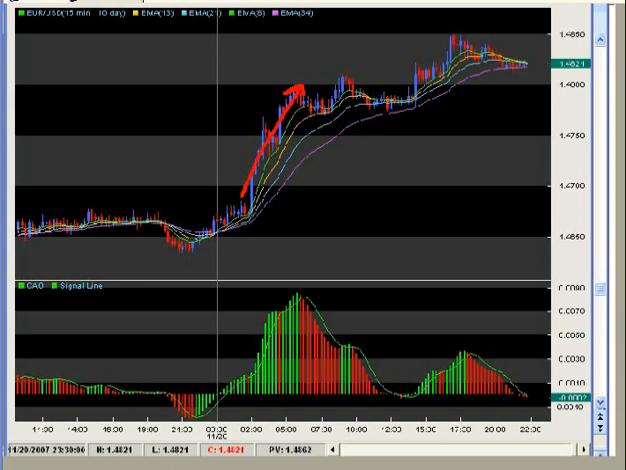So you see the green average crossing over. This is also what we've denoted as the wave 3 peak. So we already know from looking at the awesome oscillator that we are due to have some sort of a correction, and that's confirmed by the averages.